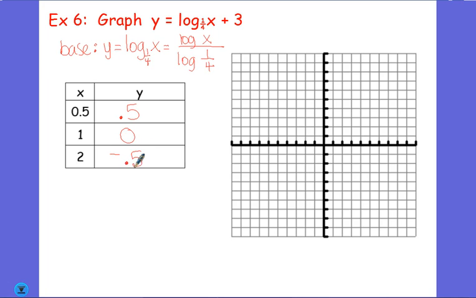So there's our 3 points that we are now going to graph. Right half, up half. Floating in space. Right 1, stay put. Right 2, down a half. So are these points going up or going down? This time they are going down.